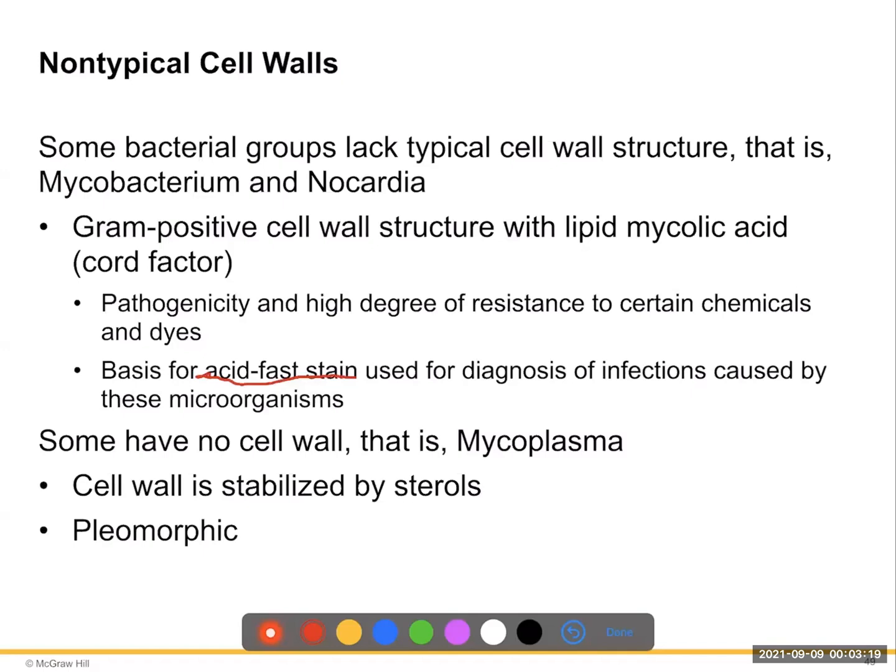Some have no cell walls at all. Mycoplasma has no cell wall, so you can't use an antibiotic like penicillin. Penicillin puts holes in cell walls and kills bacteria that way, so that won't work with a mycoplasma. The cell membrane is stabilized by sterols, and it has a pleomorphic design.